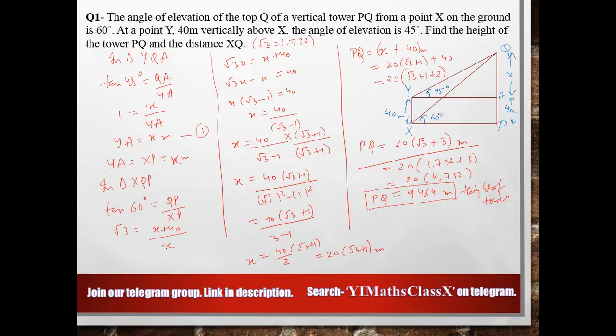Also, I have been asked for this distance XQ. For XQ, I can apply sine 60 degrees. Sine 60 degrees is perpendicular upon hypotenuse, that means PQ upon the hypotenuse XQ, and I need to find this XQ. Sine 60 degrees is nothing but root 3 by 2. PQ is also given: PQ is 20 root 3 plus 3, upon XQ is equal to root 3 by 2. So I can solve this. Finally, XQ will be nothing but 20 times root 3 plus 3 upon root 3, into 2. If you solve it, you will get 40, and if you take a root 3 out, you will get 1 plus root 3.